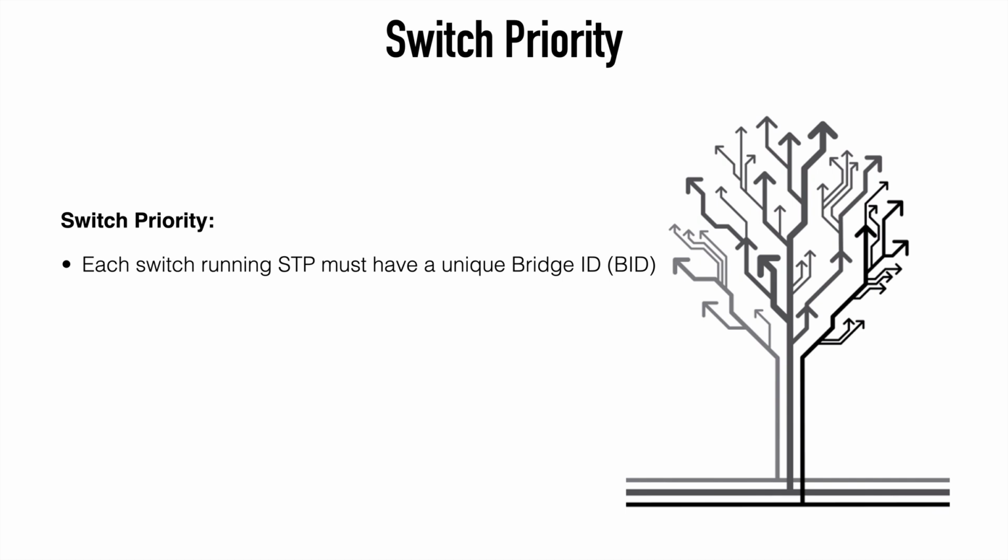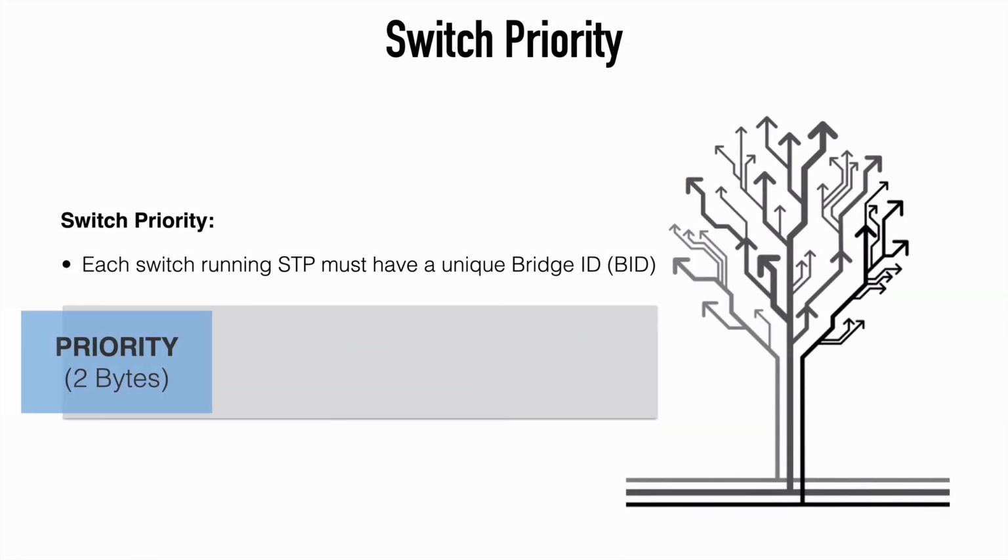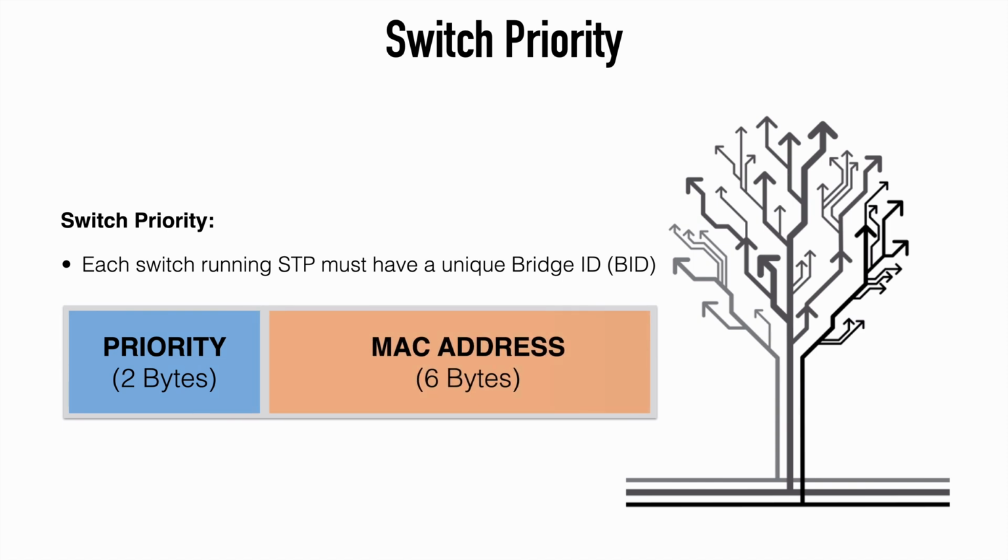When we're using spanning tree, it's mandatory that each switch running STP has a unique bridge ID or BID. In the original 802.1D spanning tree standard, the BID is an 8-byte value, consisting of a 2-byte bridge priority value, which you may remember defaults to the priority value of 32,768, and we have a 6-byte MAC address field, which is the MAC address of the switch.